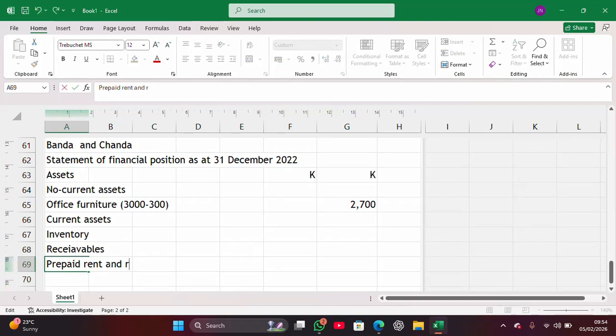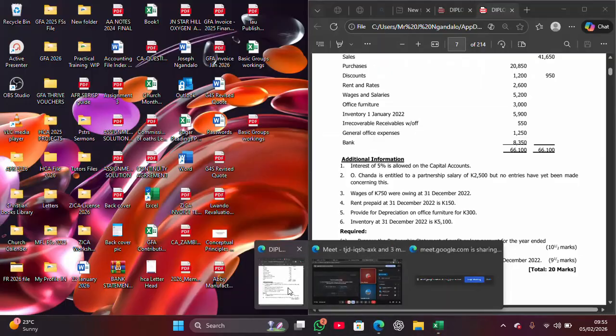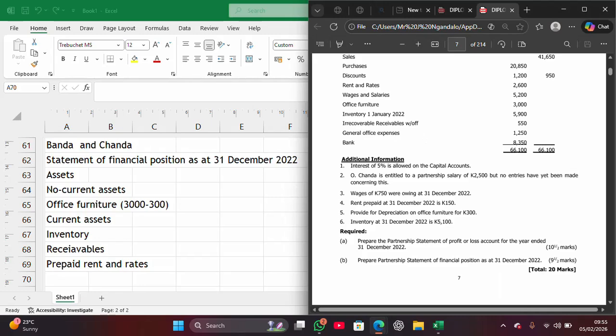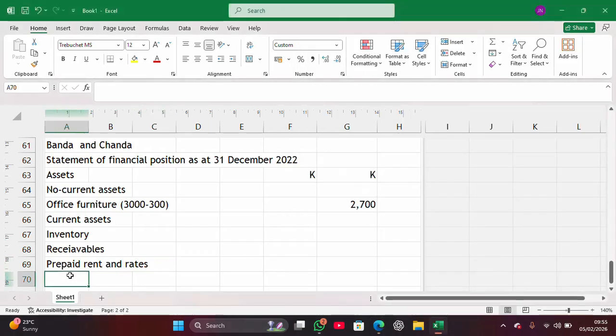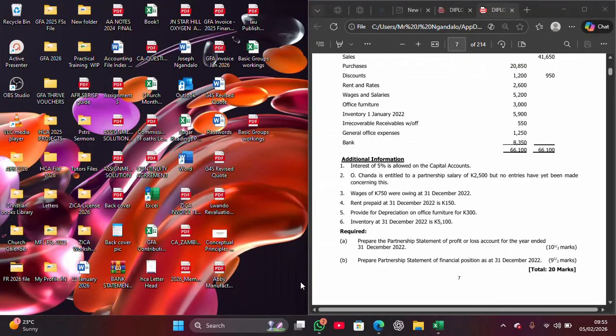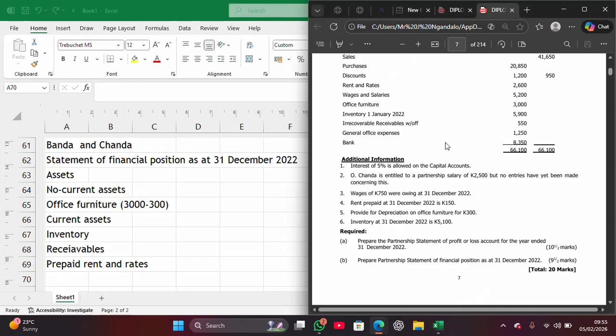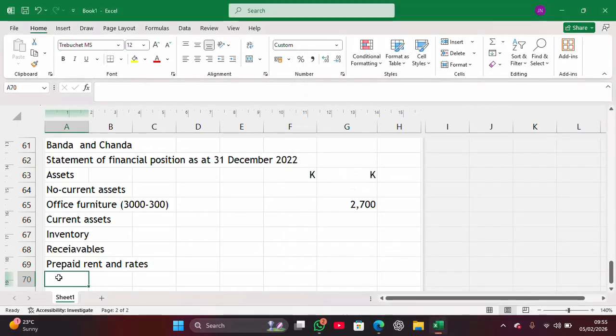In the adjustments, it was just rent. I hope I didn't see rent and rates. Oh, it's supposed to be. Okay, we'll correct it even there. And then cash. Do we have any cash? No cash, but we have bank. So it's cash at bank, eh?